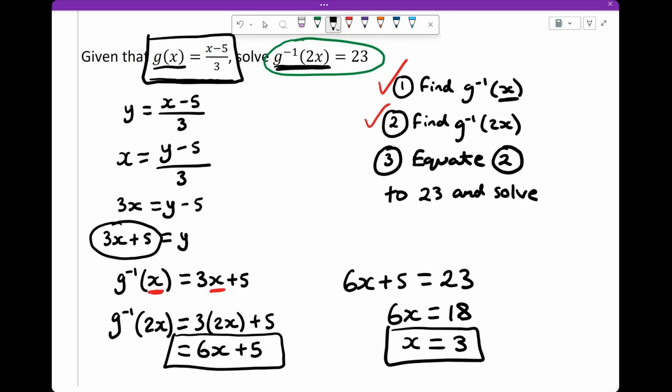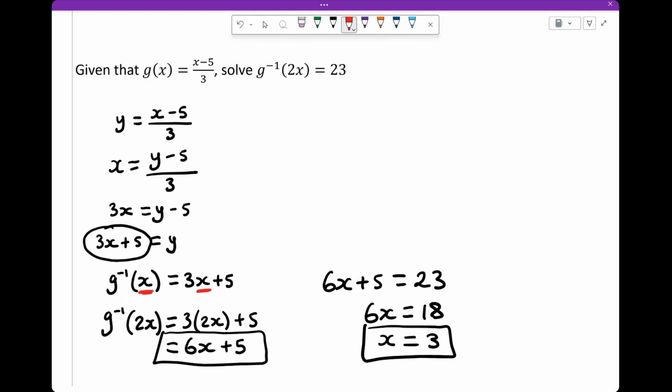Now I do just want to discuss a different method, which would have been a bit faster for this question, using our definition of an inverse function. So if we have a look at the equation we were being asked to solve here, the 2x is the input into my inverse function. That's what's being substituted in. And then the 23, that's my output. That's what I get out after I've substituted the 2x in.